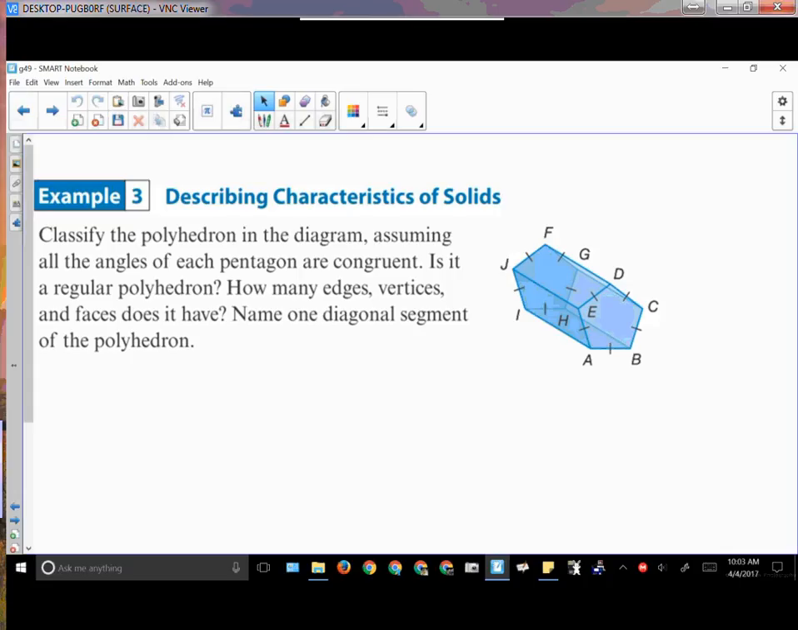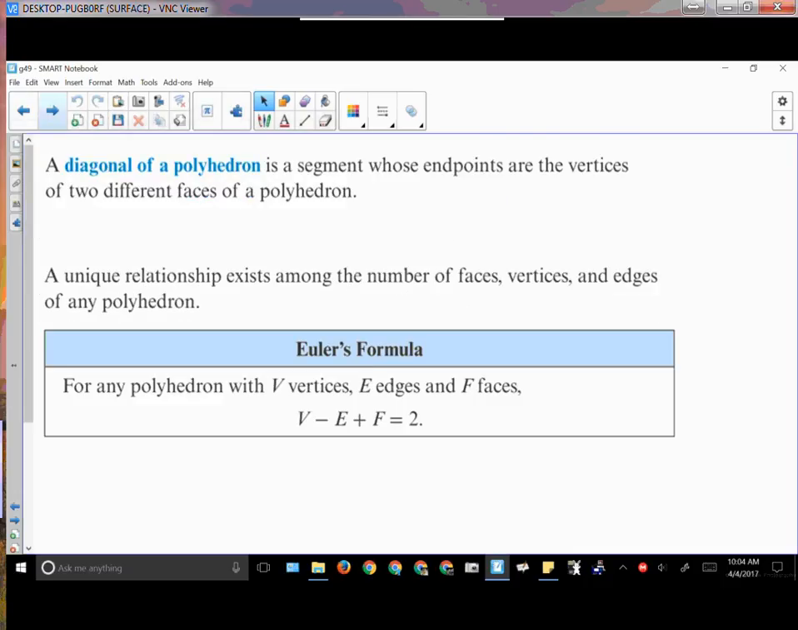Now, when we are talking about a diagonal, we are talking about a line that goes from one vertex to another vertex through the interior of the solid. Now, one of the things that I definitely want you to have written down here is Euler's formula. We will be using that a little bit, so I'll give you a few moments to make sure that you have that down.